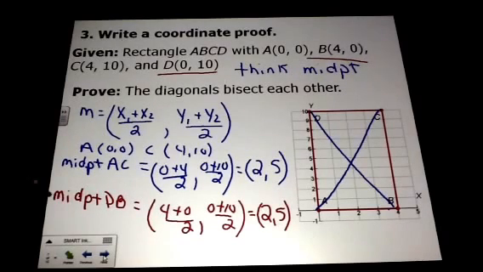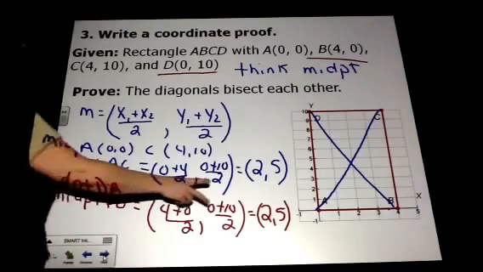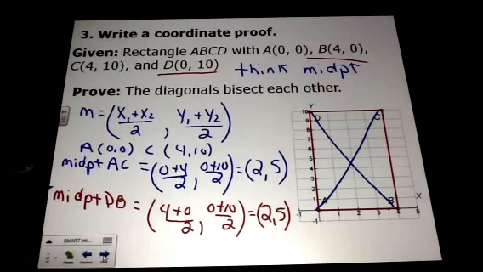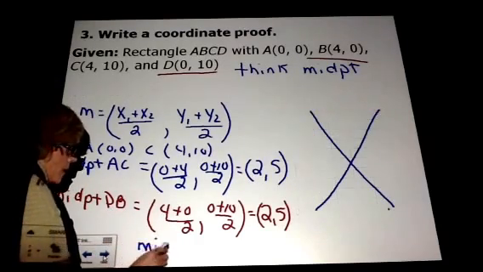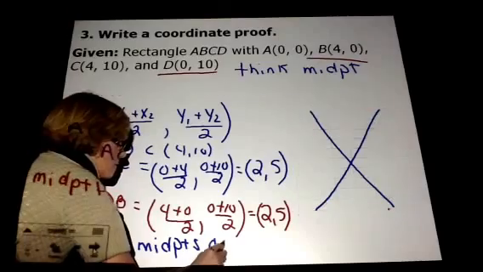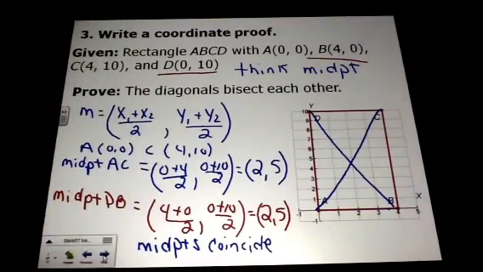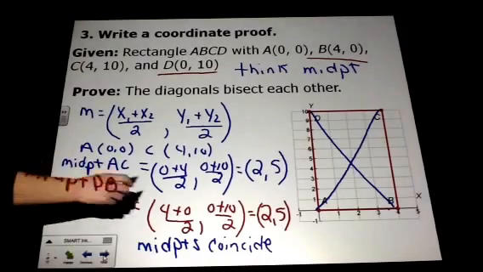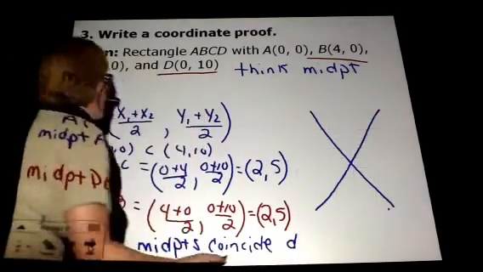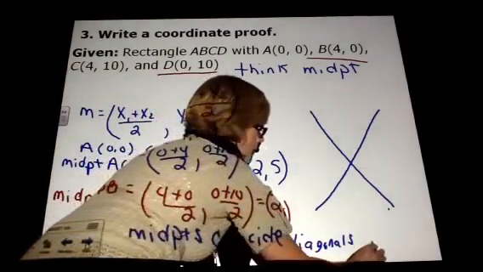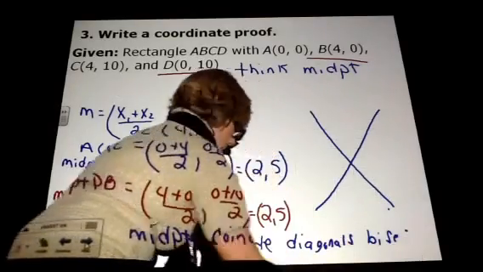Once you prove that their midpoints coincide, which means they intersect, then you've proven that the diagonals bisect each other. So you might want to put: midpoints coincide. Therefore, you know that the diagonals bisect.